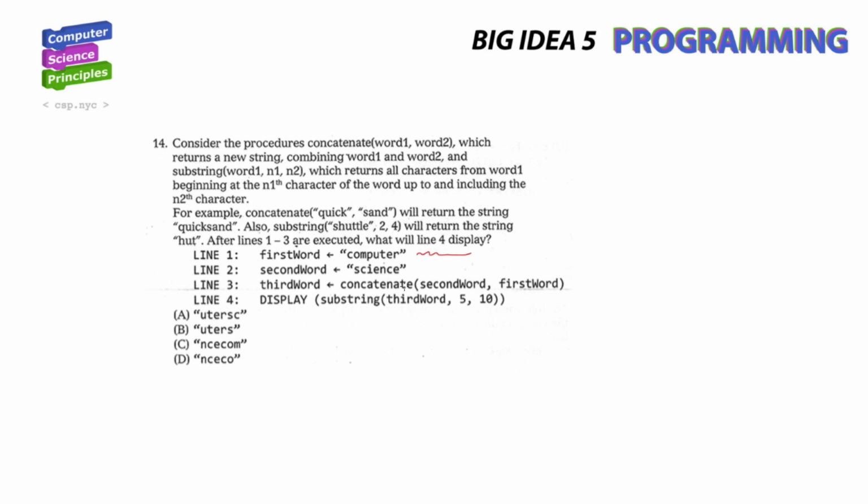If the first word is this and the second word is this, then for the third word, they are saying concatenate, sorry, they're saying concatenate the second word, first word. So that means that the third word would equal the second word and then the first word pushed together. So science, computer. But these are all together. There's no gaps between these two words.